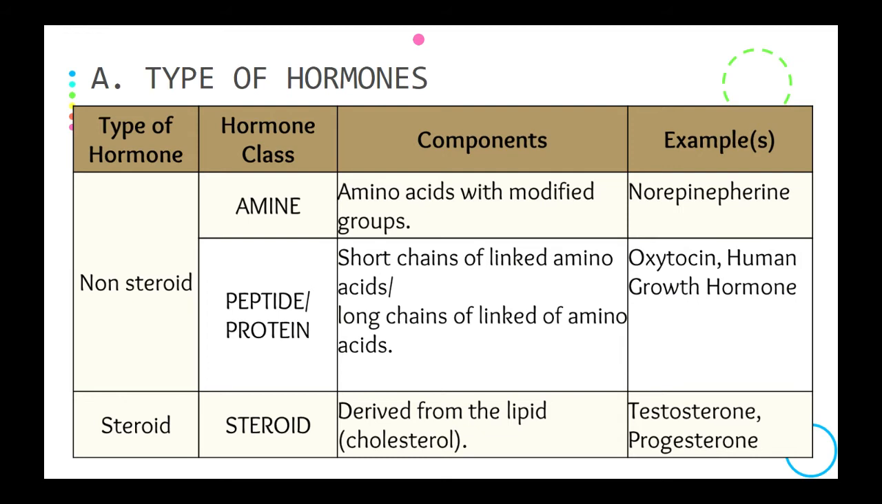Peptide hormones are hormones that are water soluble. They make up the largest hormone group. Examples are oxytocin and human growth hormone. The steroid hormones are lipid soluble and are derived from cholesterol. Examples of steroid hormones are the male hormone testosterone, which is secreted by the testes, and the female hormones progesterone and estrogen.